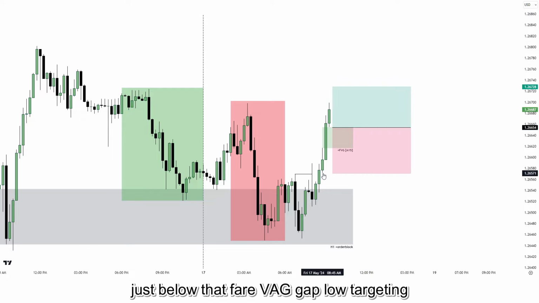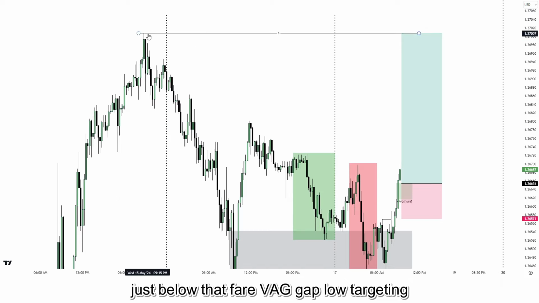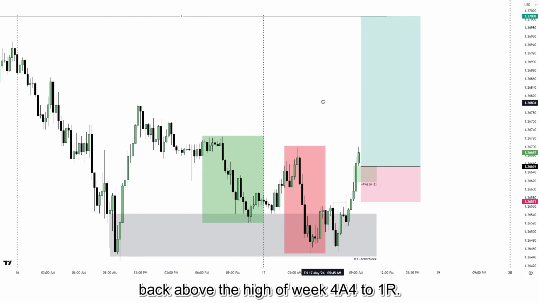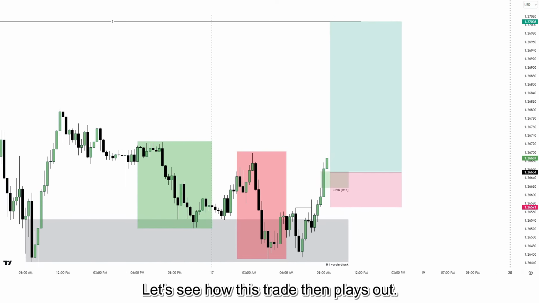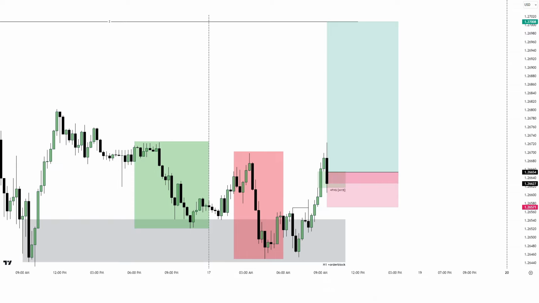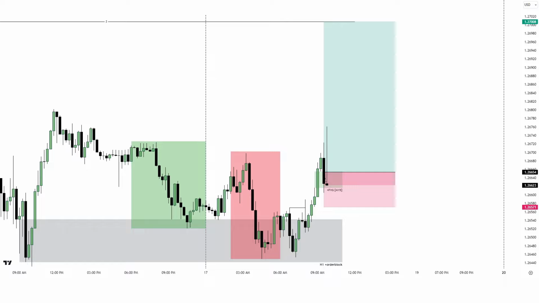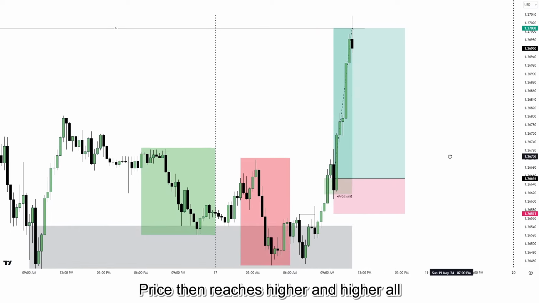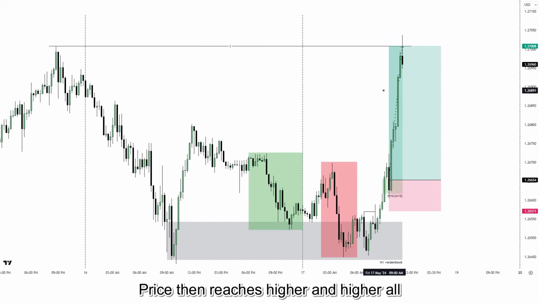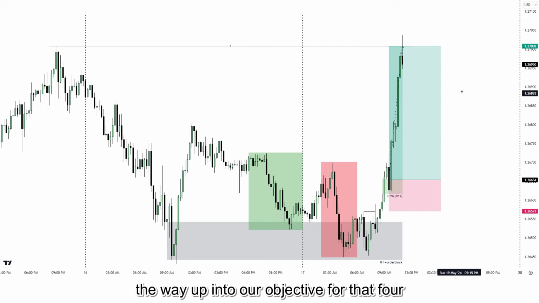Stop loss just below that fair value gap low, targeting back above the high of week for a 4-to-1 R. Let's see how this trade then plays out. Price taps into our fair value gap. Let's see if price wants to leave it now. Price then reaches higher and higher all the way up into our objective for that 4-to-1 R.